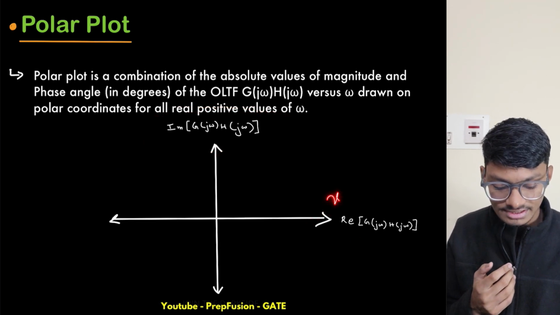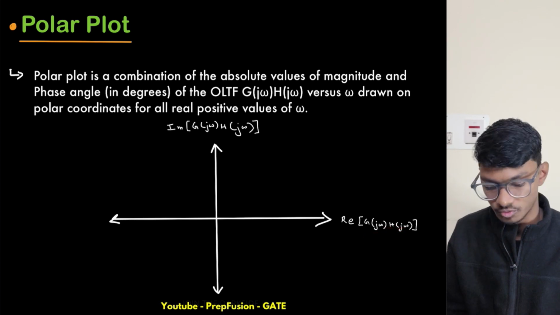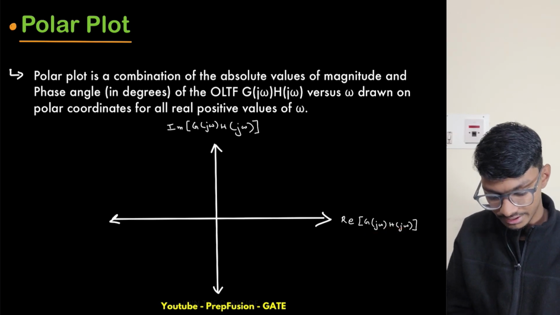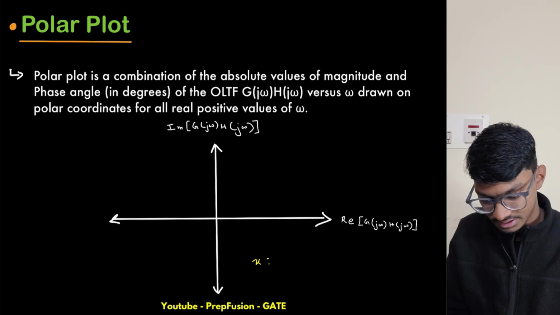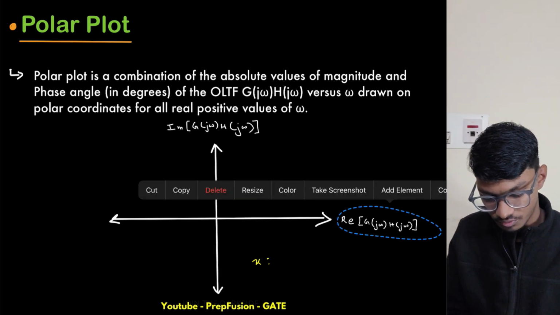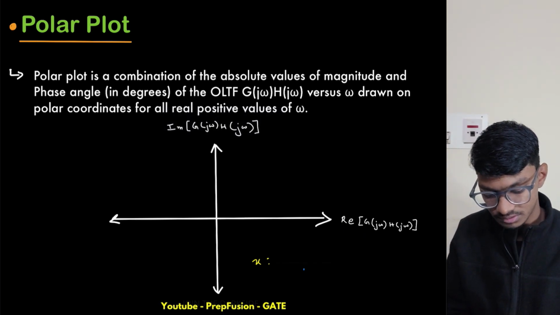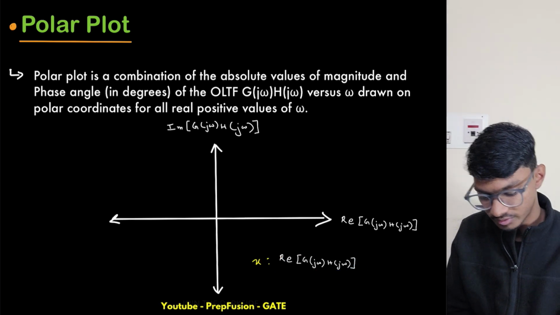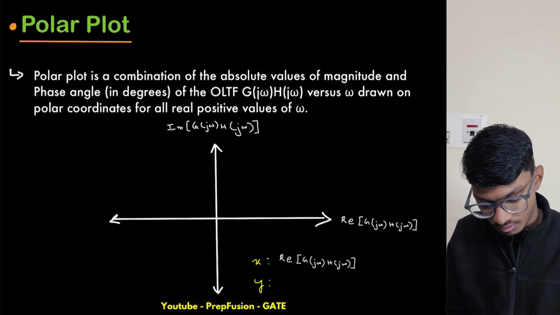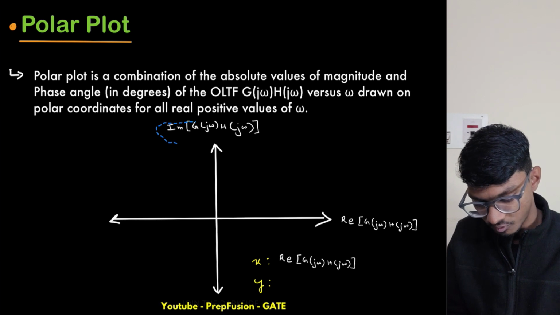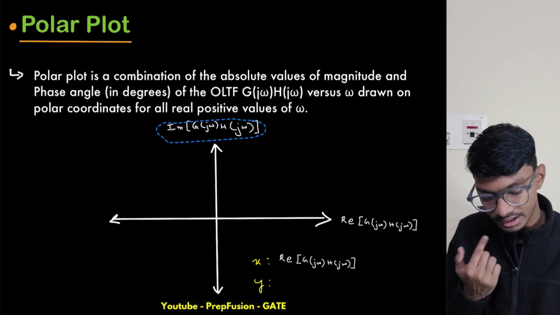Here my x is the real part of G(jω). Let me write it: x is the real part of G(jω), the x coordinate, just a simple xy coordinate. And what is my y? y is the imaginary part of G(jω). And what am I varying here? I'm varying another variable.